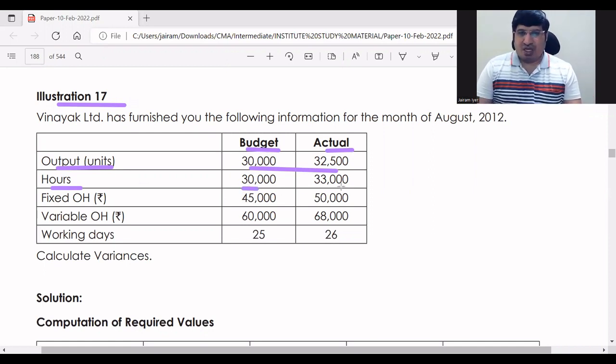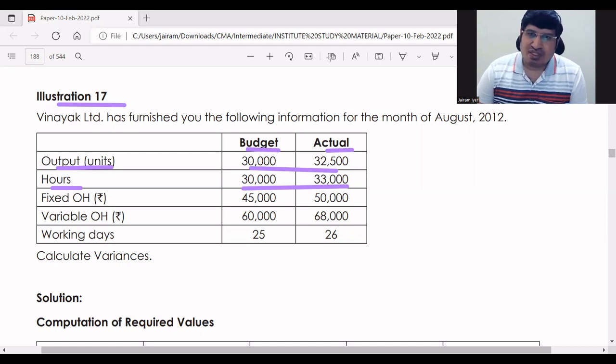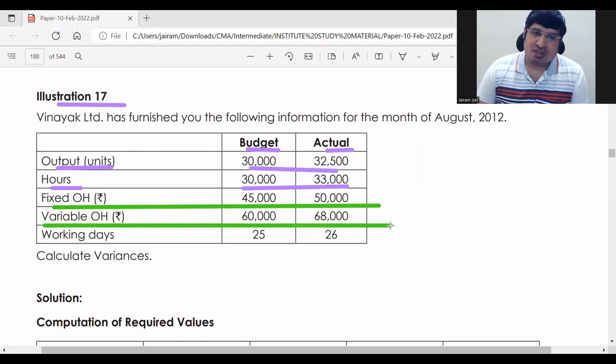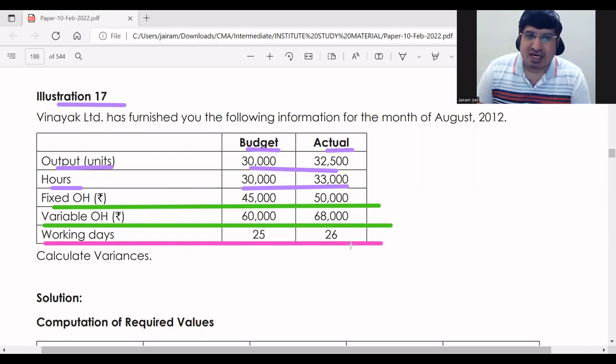So hours are given, then fixed overhead in rupees. This is fixed overhead cost, budgeted cost and actual cost. Then variable overhead, budgeted cost and actual cost. And last, what they have given is working days. So we know that calendar variance is there here. When we see working days information, we know that calendar variance is there.